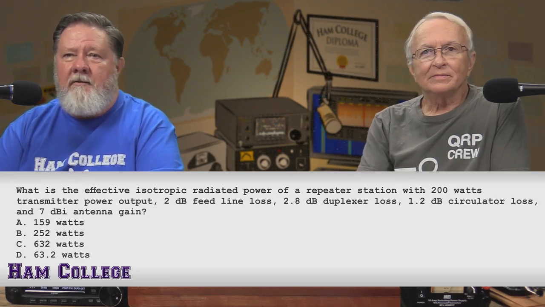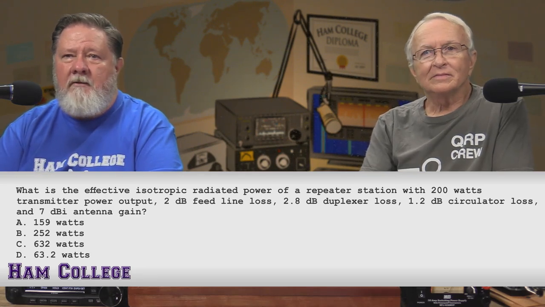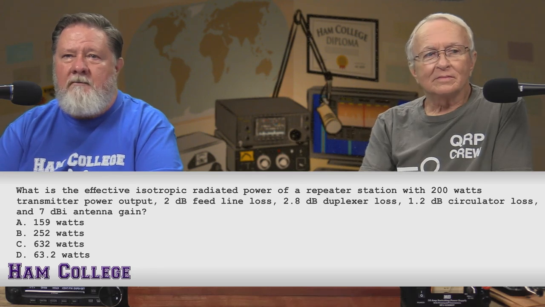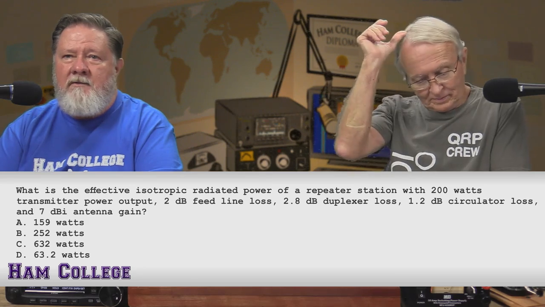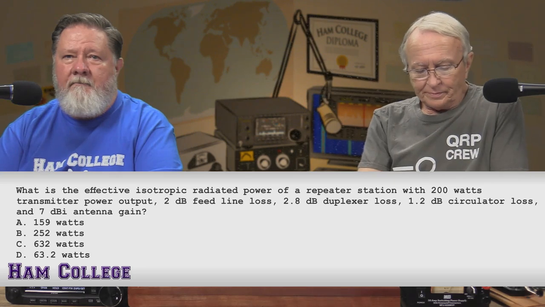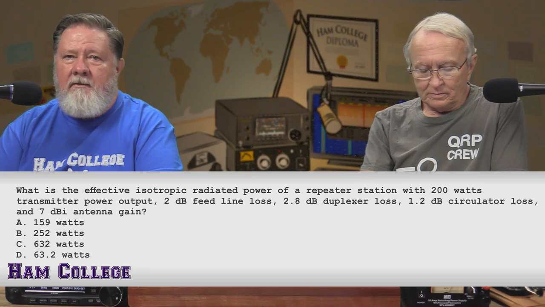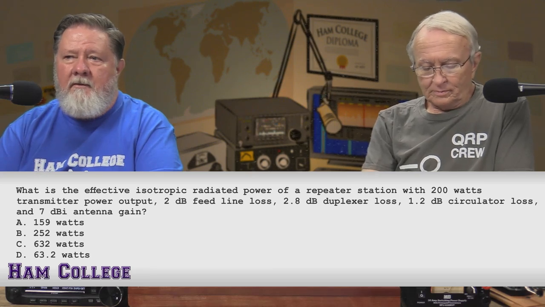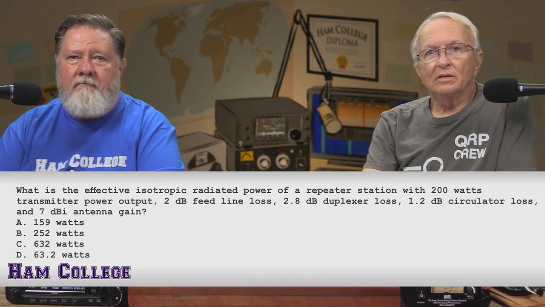Okay, so let's see here. Let me put my thinking cap on. 200 watts transmitter power, 2 dB of feedline loss, 2.8, 4.8, plus 1.2, that's 6 dB, and a 7 dB antenna gain. So that's 1 dB. So instead of doubling it, 1 dB. So I'm going to go with B, 252 watts.